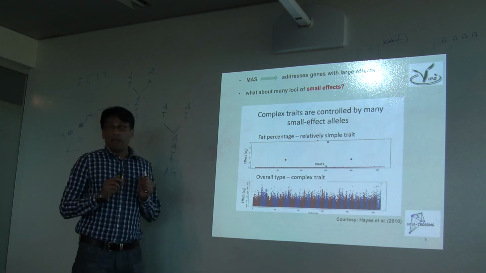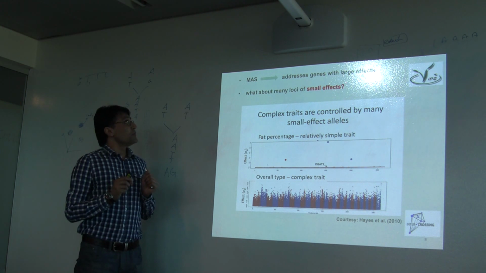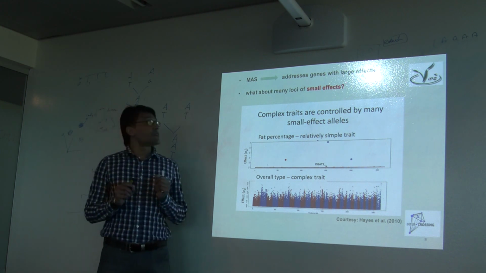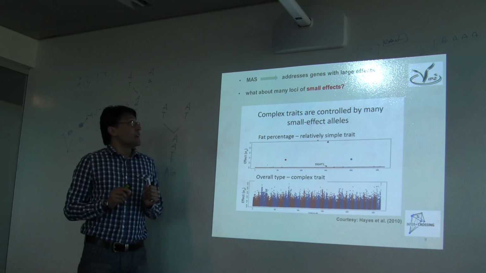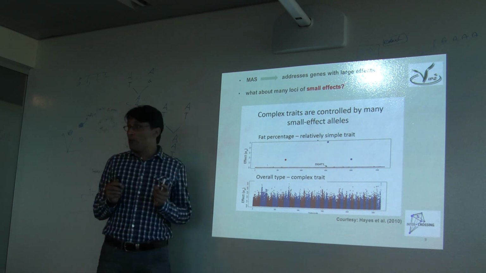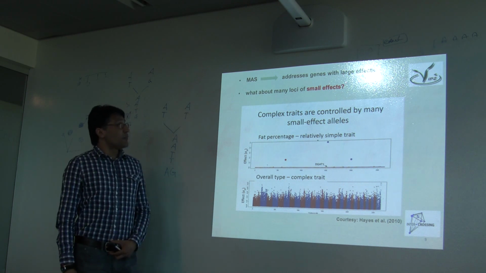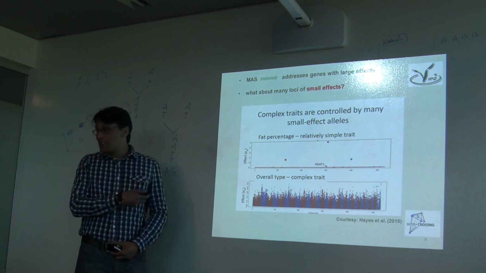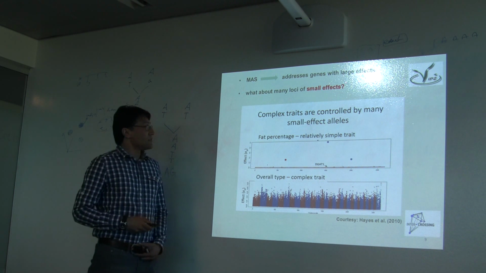Now we come to molecular breeding, which is marker-assisted selection. It is used in plant breeding, but it addresses only genes with large effects. So the question is, what about many loci with small effects? Here we have an example of milk fat percentage in dairy. I borrowed this from animal sciences actually, just to give you a sense of it.